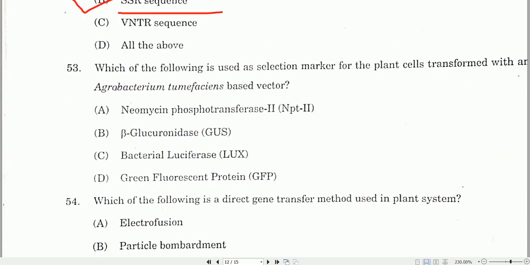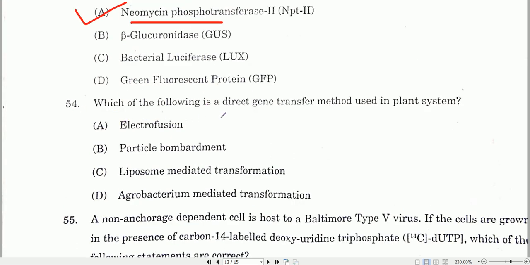Coming to question number 53. Which of the following is used as selection marker for the plant cells transformed with an Agrobacterium tumefaciens based vector? That will be your neomycin phosphotransferase 2, NPT2. So option A will be the correct one. Coming to question number 54. Which of the following is a direct gene transfer method used in plant system? That will be your particle bombardment or gene gun method. So option B will be the correct one.